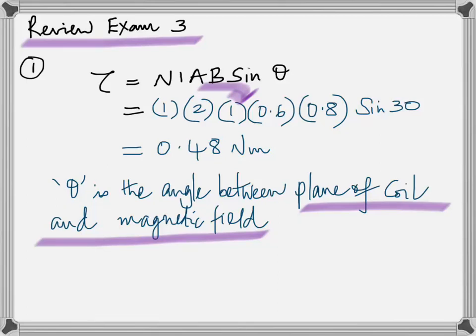Torque is NIAB sine theta. In this case, remember that the angle theta is with the plane of the coil. And the question says the plane of the coil makes an angle of 30 degrees. So it is, that's a big difference. Sine 30, because the plane of the coil makes an angle of 30 degrees.